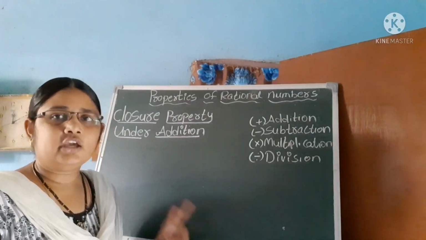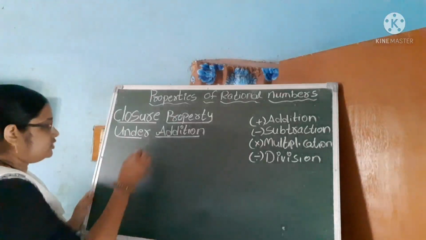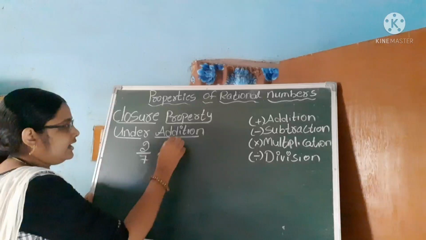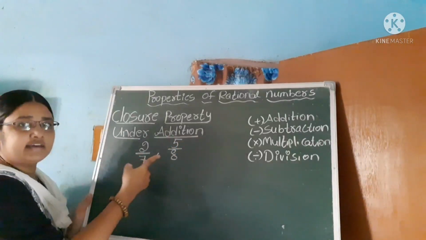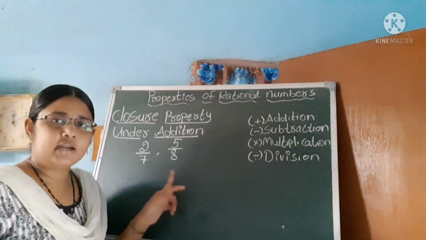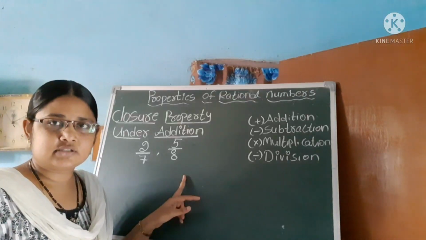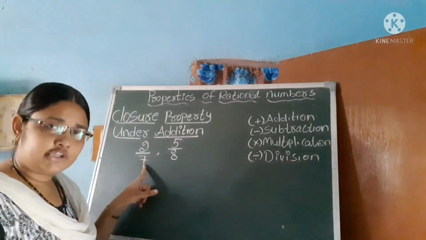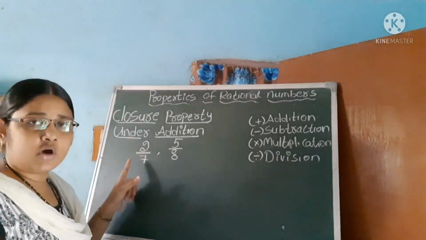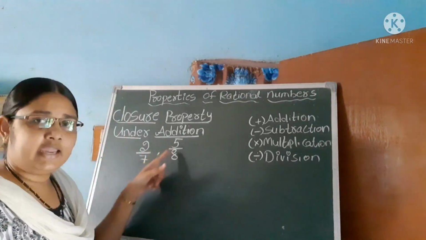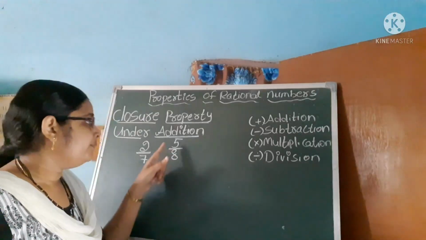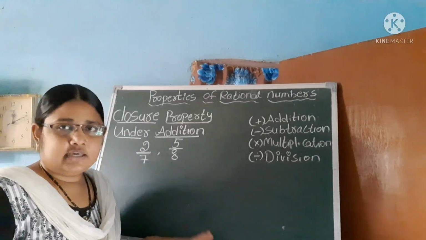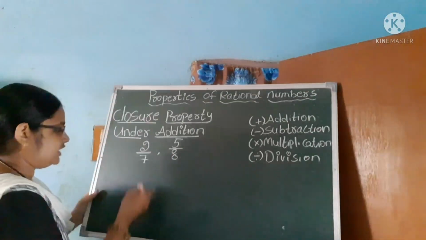Let us take any two rational numbers, for example 2 by 7 and 5 by 8. These two are rational numbers. Let us check. 2 by 7 is in the form of p by q and q is not equal to 0, and 2 and 7 are integers. And 5 by 8 is in the form of p by q and q is not equal to 0, and 5 and 8 are integers. Is it clear?